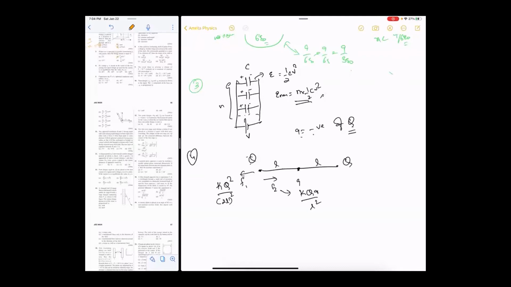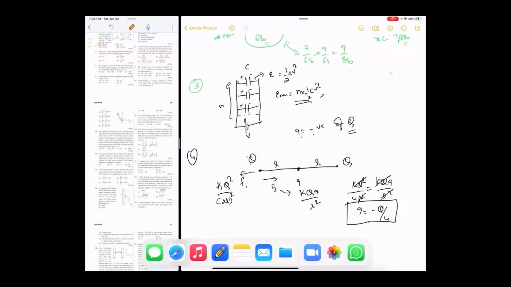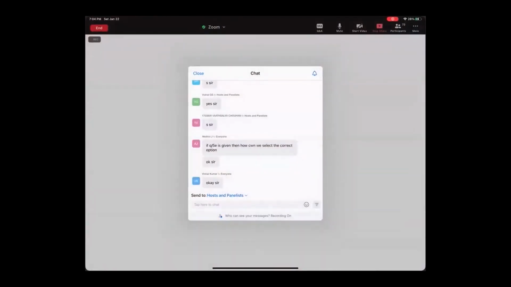Now I have to equate both. So KQ square by 4L square is KQq by L square. So K, Q and L square get cancelled. So q is minus Q by 4. I'm substituting the value, but with sign, q is equal to how much? Minus Q by 4, for the system to be under equilibrium. Clear, bacho? Let me see.